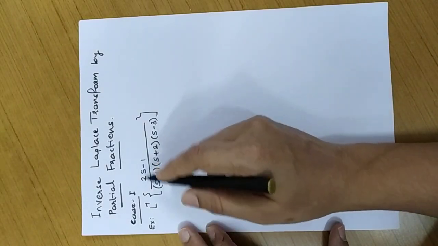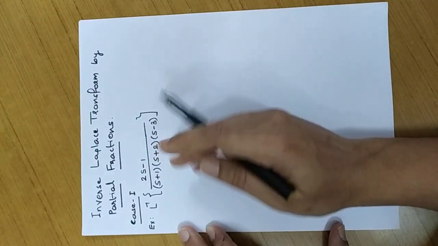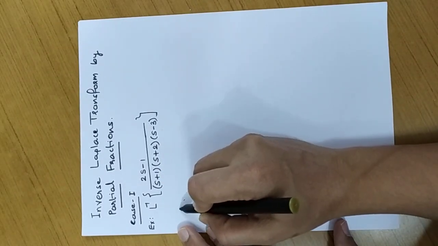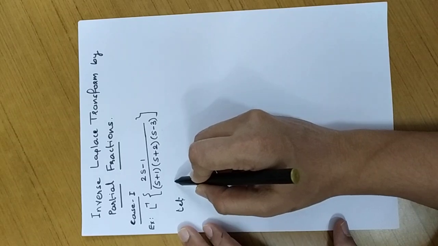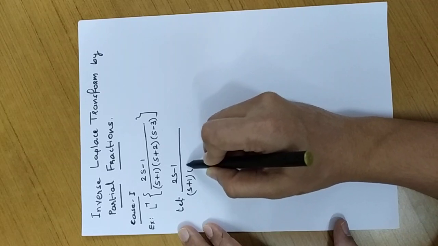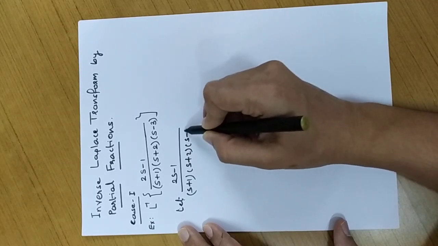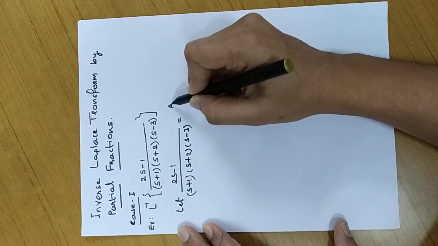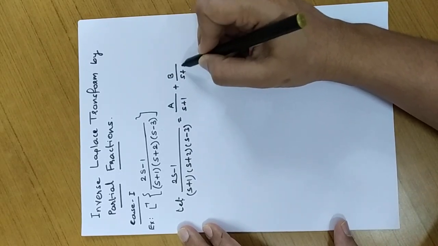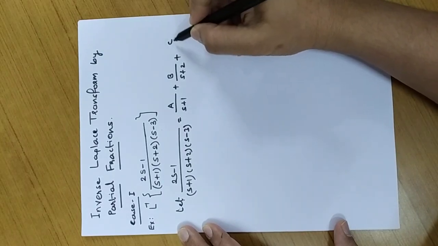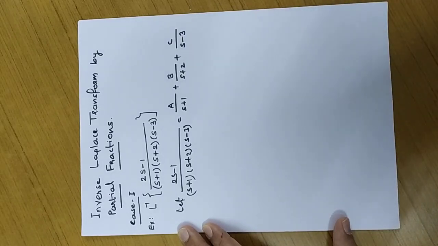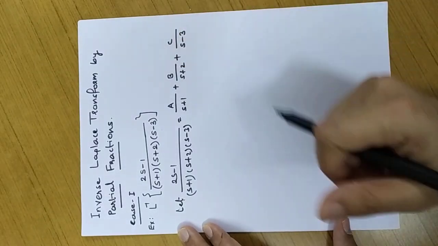So how to find it? First we should guess the different factors. For example, let's consider (2s minus 1) divided by (s plus 1)(s plus 2)(s minus 3) is equal to A by the first factor plus B by the second factor plus C by the third factor. As we have three non-repeated linear factors, we will assume it this way.